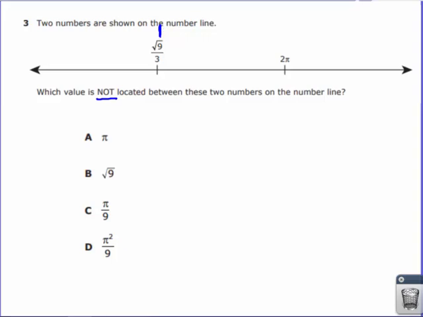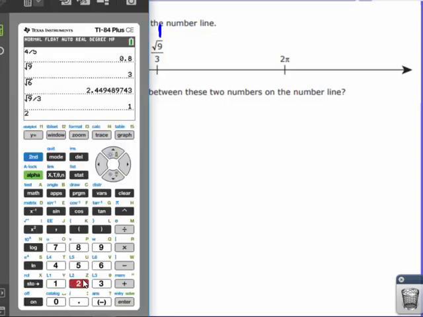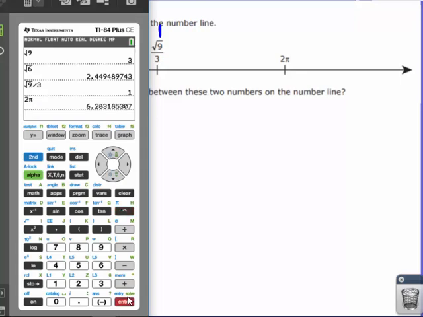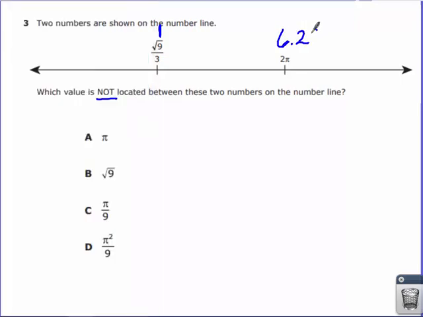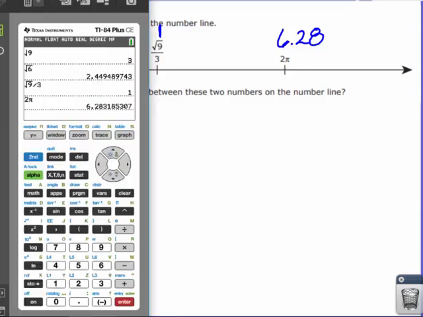So now we got to do 2 pi. Okay, so 2, and the pi button is actually right above this little exponent key. So we do second pi. You'll notice we got 2 pi there, and we hit enter, and that's equivalent to about 6.28. Okay, so 6.28. So what I'm doing is I want to know which one of these numbers is not in between those right there. Okay, so we just take our calculator and we start typing them in.